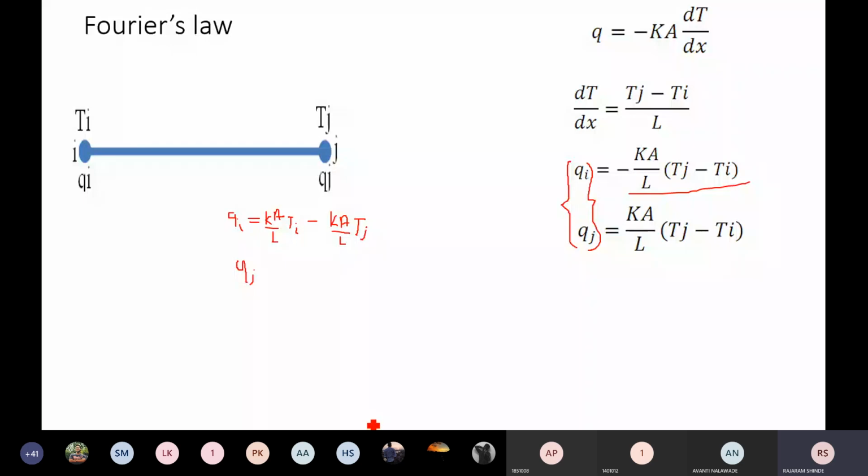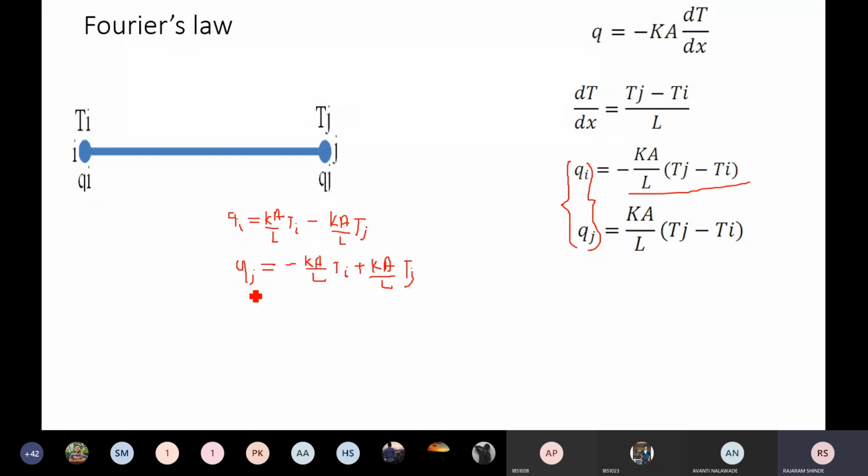Now, Akshay Shinde, can you tell me the second equation? How will the second equation be formed? K by L. I will take the first term Ti first as the first term. Here minus K by L into Ti. Next plus K by L Tj. Okay.